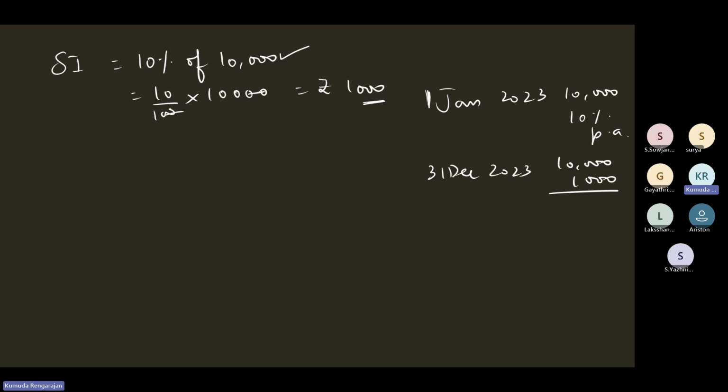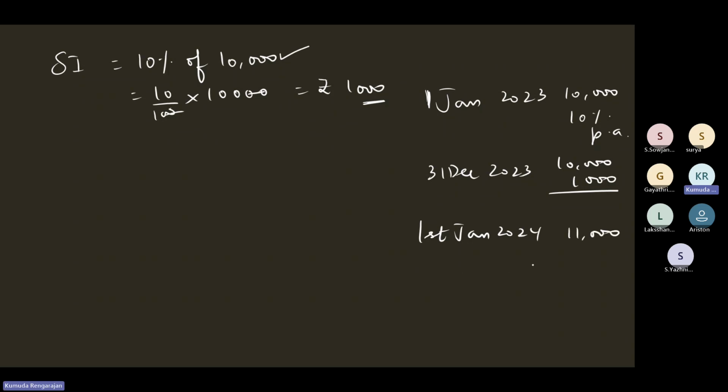So 10,000 is your money. You keep it in the bank for 1 year. The bank pays you an interest of 10% every year, which means when you go to the bank at the end of this year, 31st December 2023, your principal money of 10,000 is there in your account. You will see an extra 1,000 rupees in your account. That is an interest which is credited. So actually on 1st January 2024, the money in your bank is 11,000.